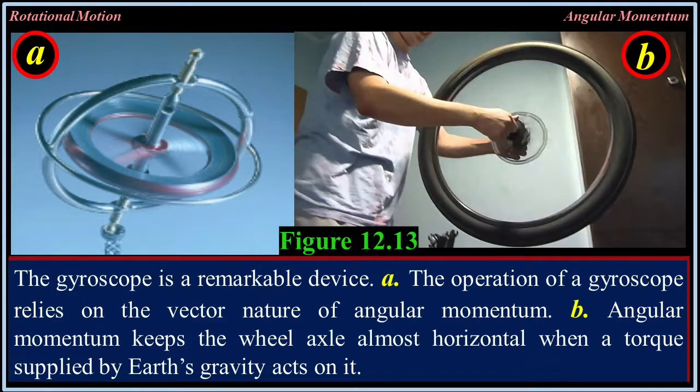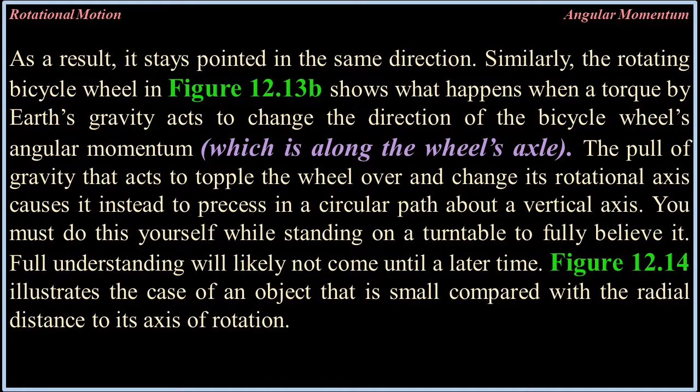Low friction swivels can be turned in any direction without exerting a torque on the whirling gyroscope, as in figure 12.13a. The gyroscope in 12.13 is a remarkable device. A. The operation of a gyroscope relies on the vector nature of angular momentum. B. Angular momentum keeps a wheel axis almost horizontal when a torque supplied by Earth's gravity acts on it. As a result, it stays pointed in the same direction.